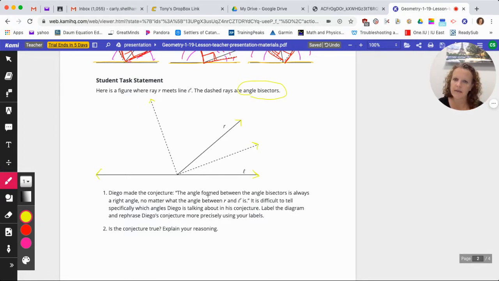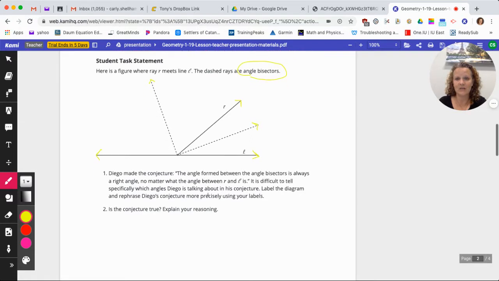What do we need to know about this? So Diego made the conjecture, and remember, conjecture is just a guess. The angle formed between the angle bisectors is always the right angle, no matter what the angle between R and L is. It is difficult to tell specifically which angles Diego is talking about in his conjecture. Label the diagram and rephrase Diego's conjecture more precisely using your labels.